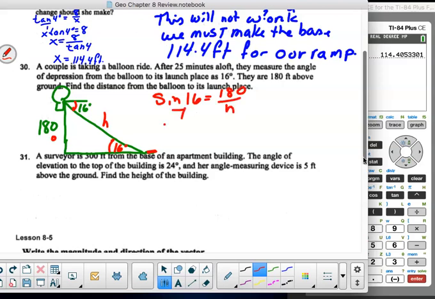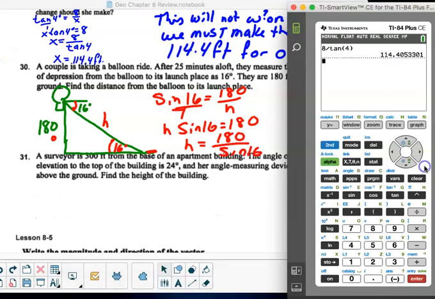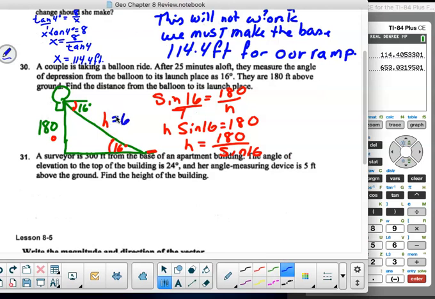Now I pop this over: h sine of 16 is equal to 180. And now I've got h is equal to 180 divided by sine of 16. So 180 divided by sine of 16 is 653 feet. So I'm 653 feet away from the launch place.